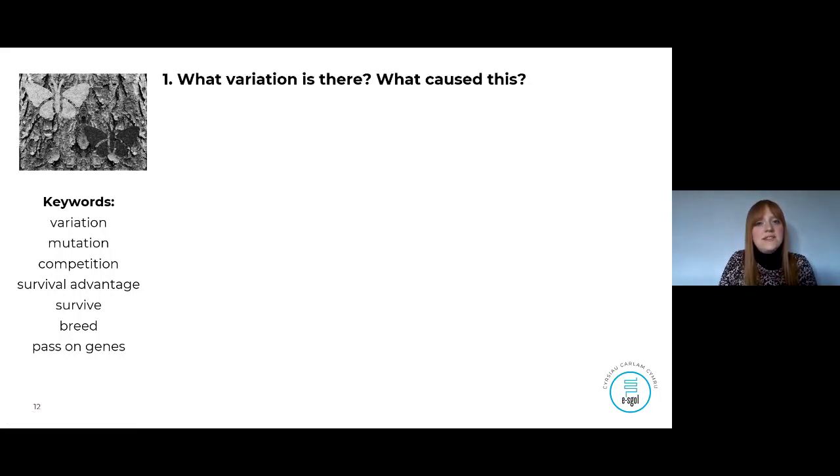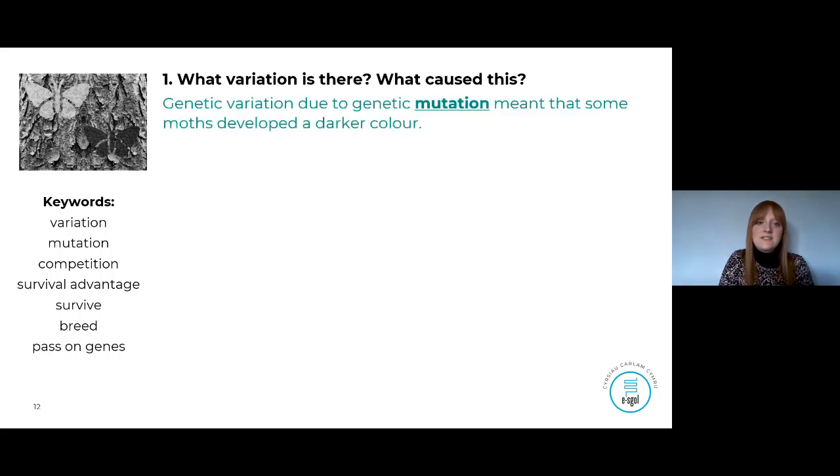What variation is there and what caused this? So we always start our natural selection questions with the idea of identifying the variation. In this example, the variation is that there are some moths that have a light colour and some moths that have a dark colour. That's the genetic variation. Why is there a genetic variation? Well, because of a mutation.